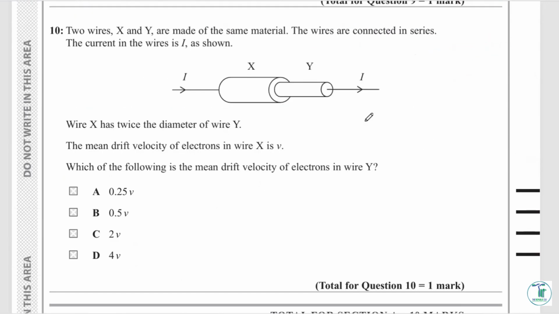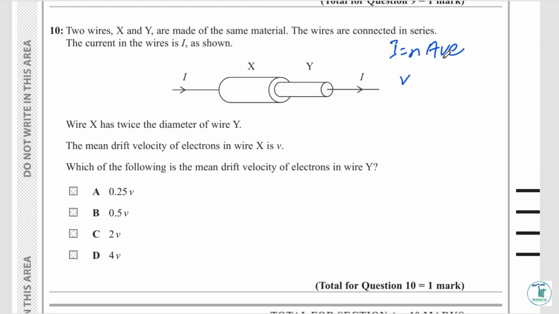Then I've got the two wires X and Y, which are made up of the same material. The wires are connected in series. The current in the wire is I, as shown. Wire X has twice the diameter of wire Y. Which formula are they talking about? I is equal to nAvQ, right? So what does that mean?